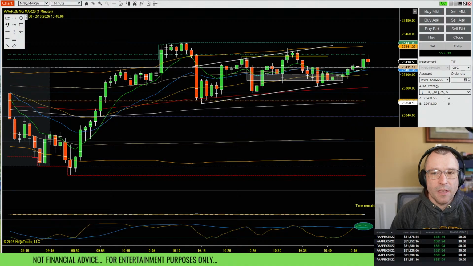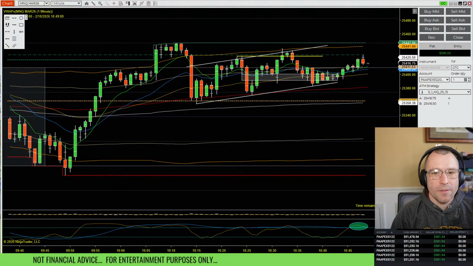That's yesterday's high of day, that green line. Green dash line is yesterday's high of day. It just doesn't want to break higher than that. It's peaked up there a couple of times, and every time it does, it comes back down. Every single time.